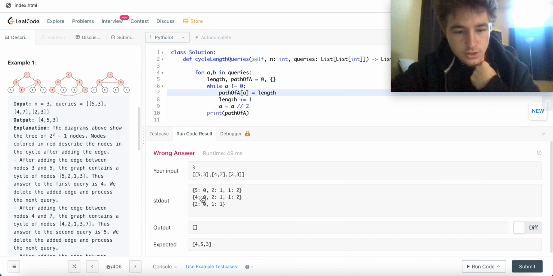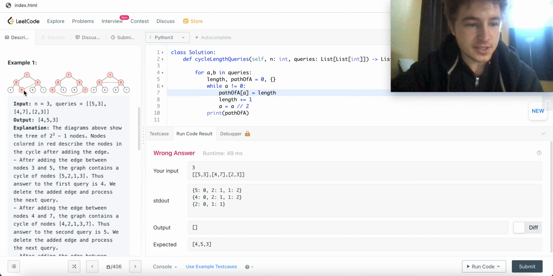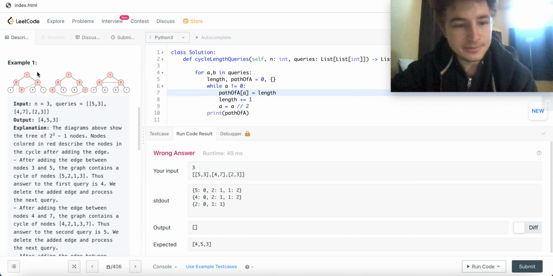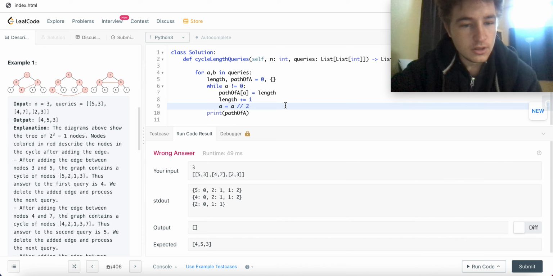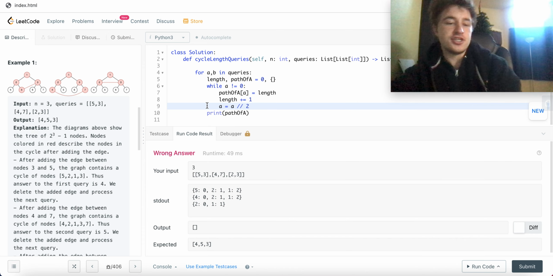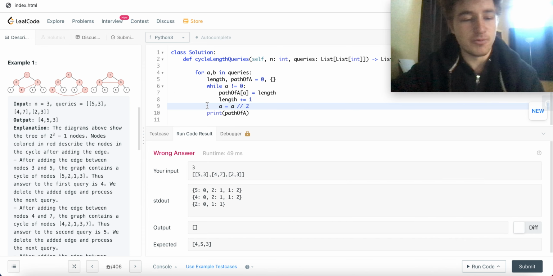All right. So for the first thing we had 5. So 5 to itself has length 0. To 2 it has length 1, and to 1 it has length 2. 4 to itself has length 0. To 2 it has length 1. To 1 it has length 2. And then so on and so forth. So I'm kind of wondering if we should do this for each node. Nah, it's fine. The runtime is safe.